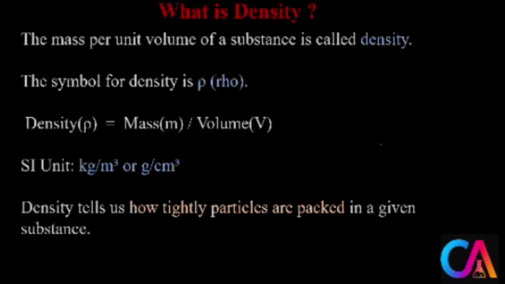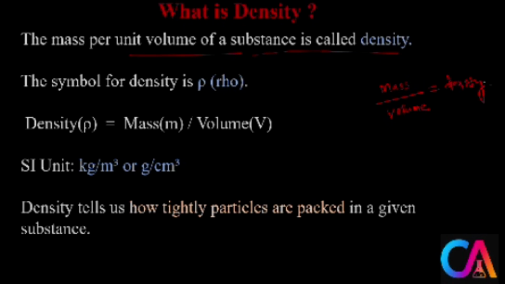Next, we will study what is density. What does density mean? The mass per unit volume of a substance is called density. The mass per unit volume of a substance. Mass per unit volume, that means what? Mass by volume is equal to density.